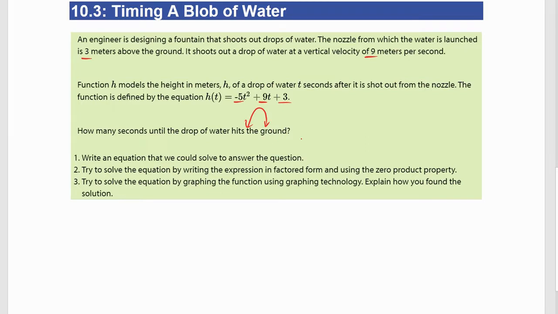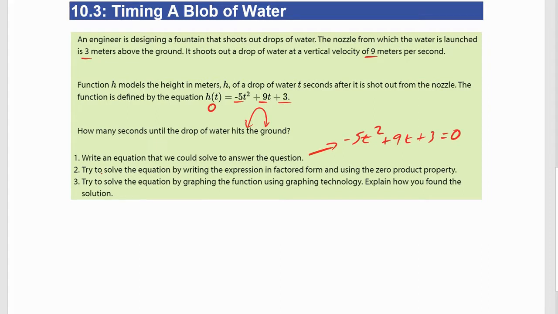Well, aren't you just setting this equal to 0? Right? Because this is the height. So height is 0, right? So how would you write an equation to solve for it? Basically, just -5t squared plus the 9t plus the initial height, 3, equaling the height of the ground, which we're assuming is 0, right?